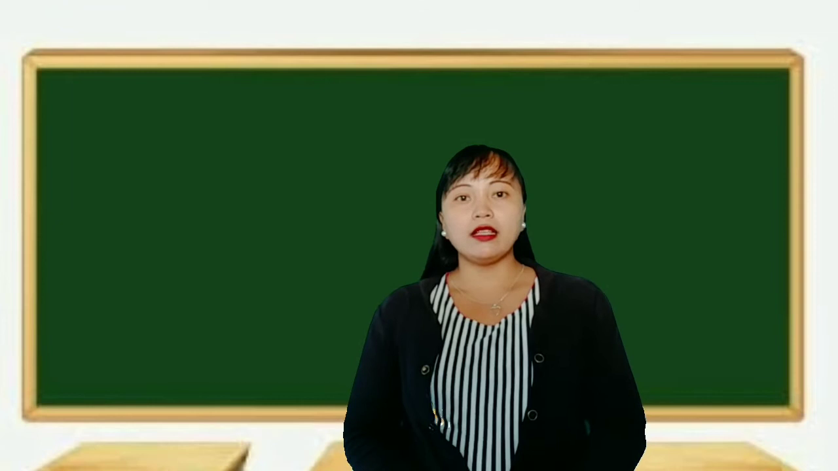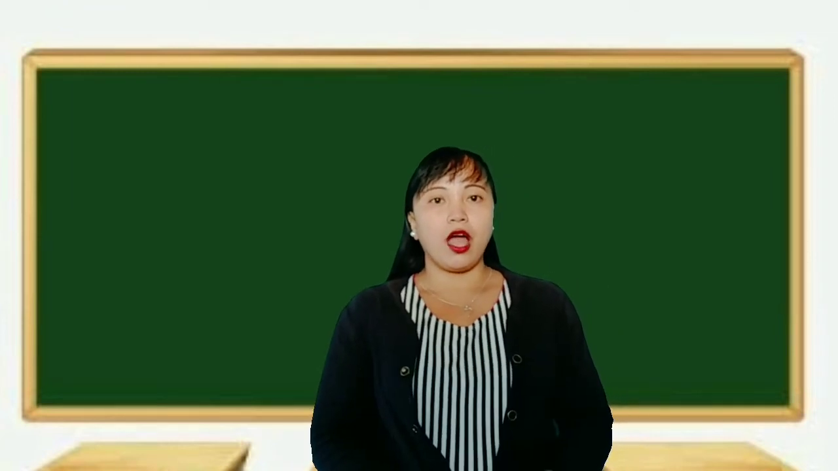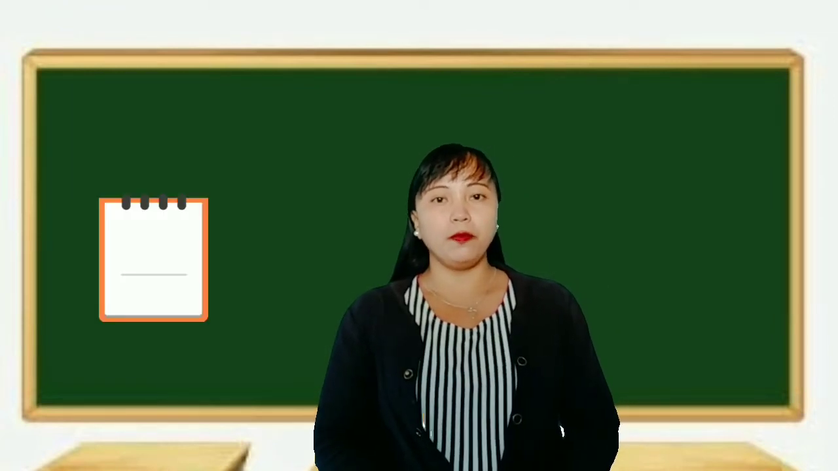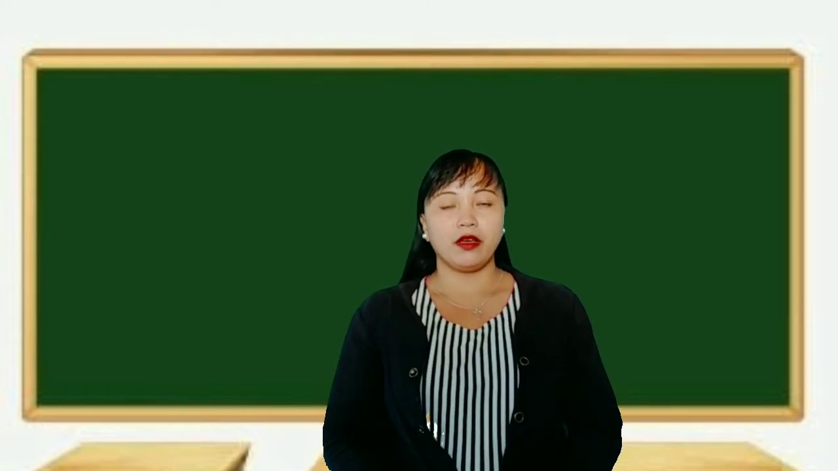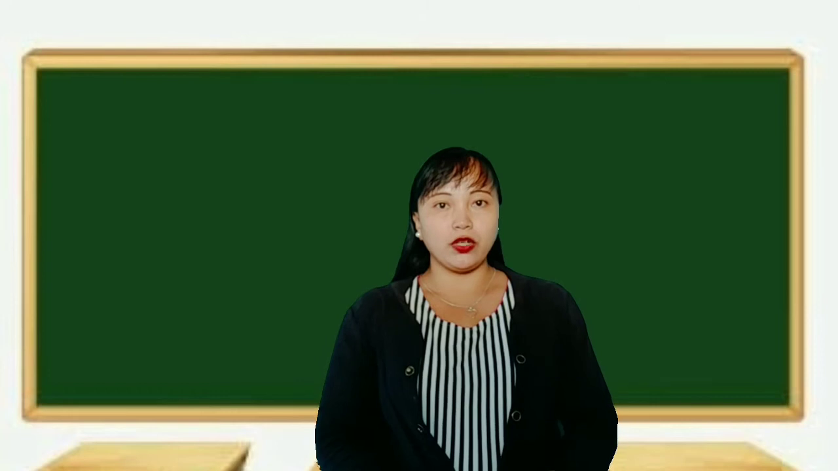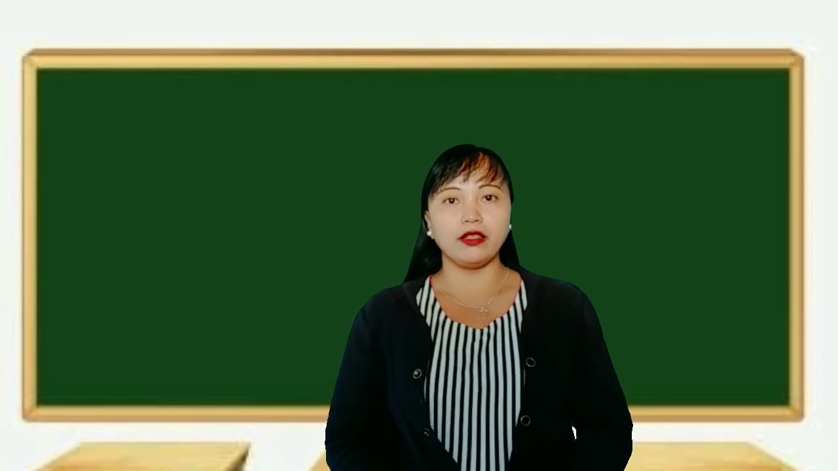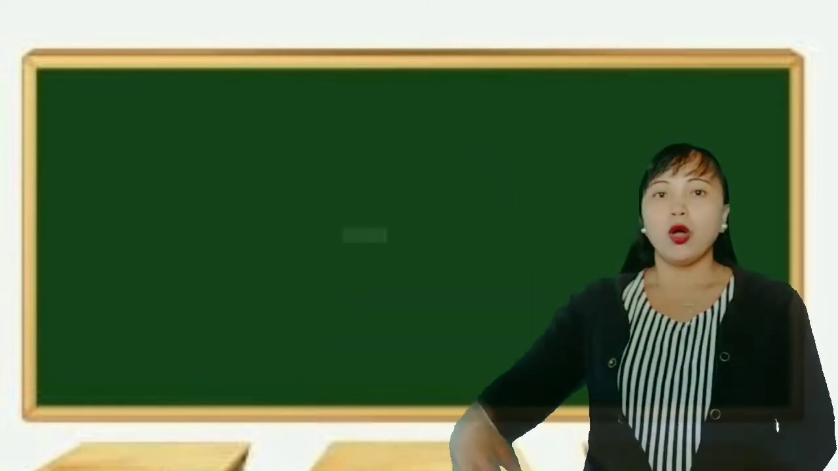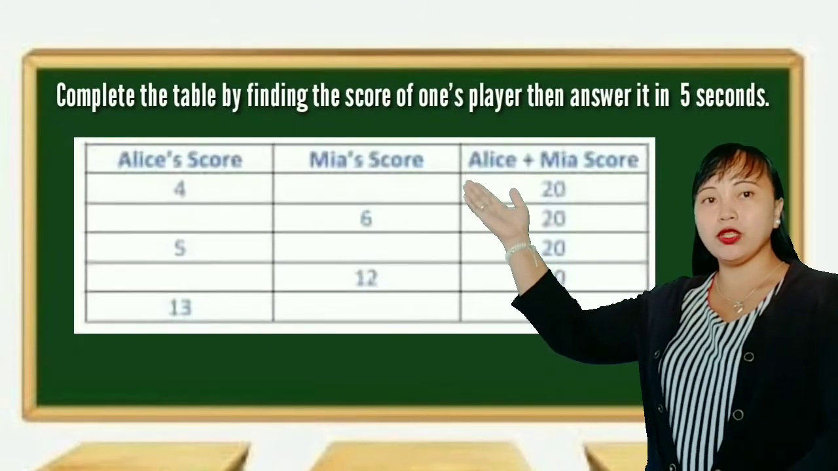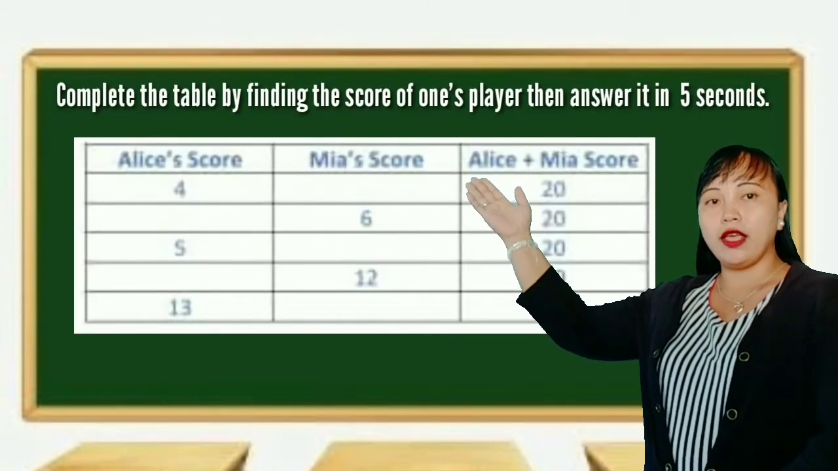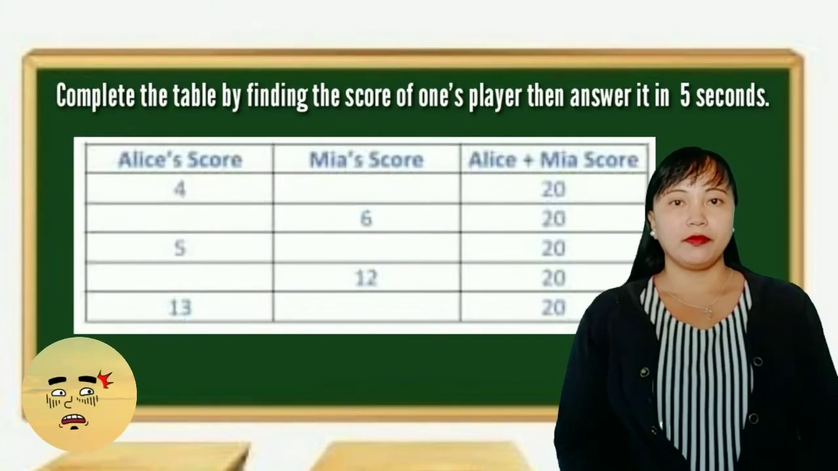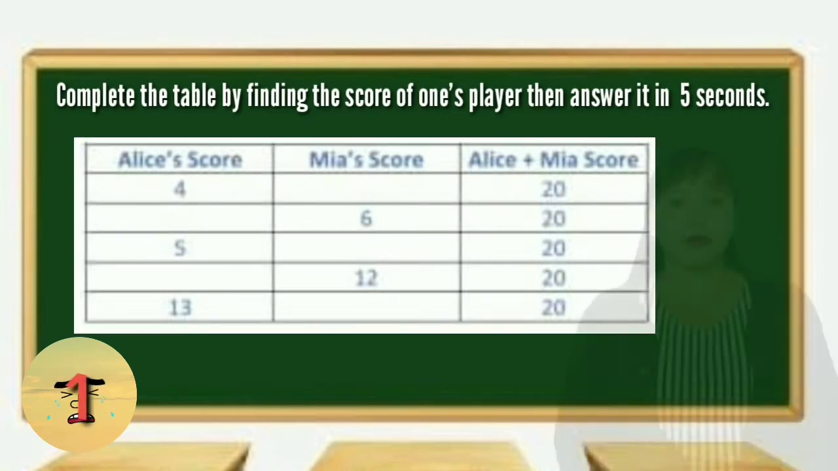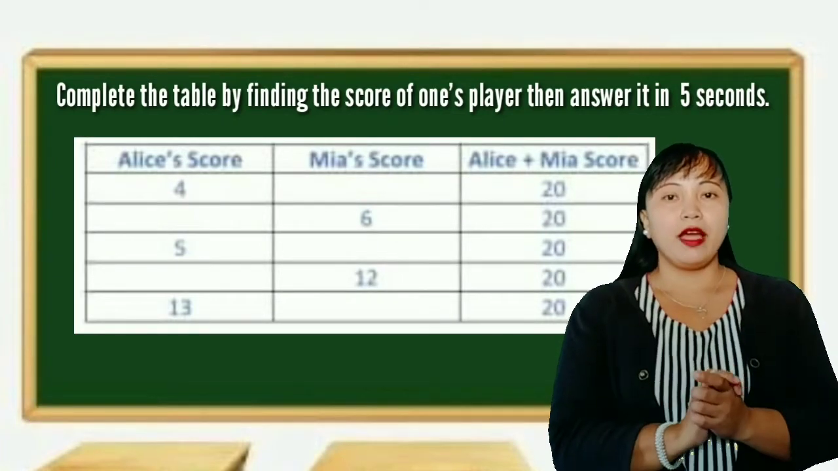Now, let's have our activity. I want you to prepare any kind of paper and ball pen for you to write your answer. Consider the situation about Alice and Mia combining their scores in badminton. Complete the table by finding the score of one player, then answer it in 5 seconds. Time is up! Let us check.